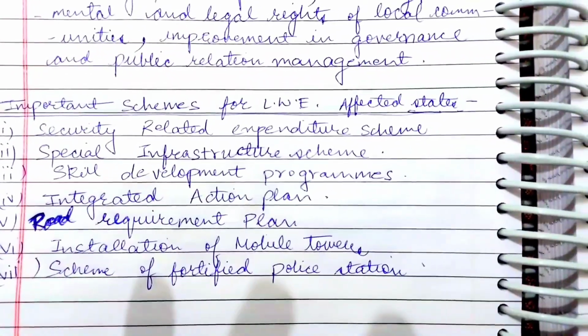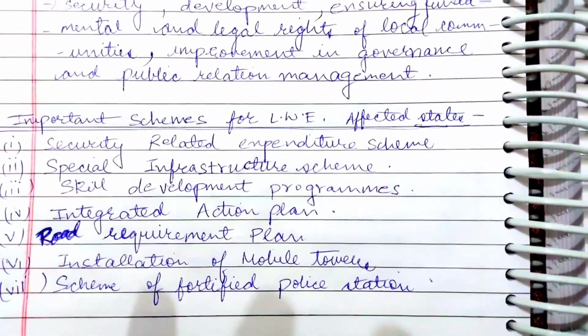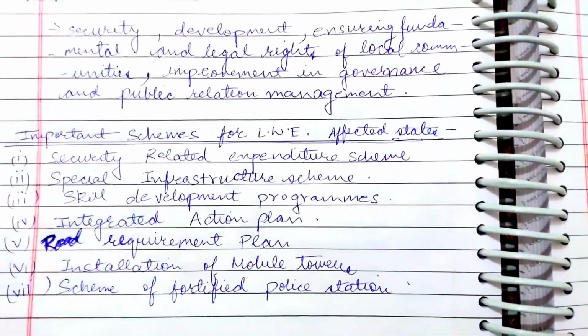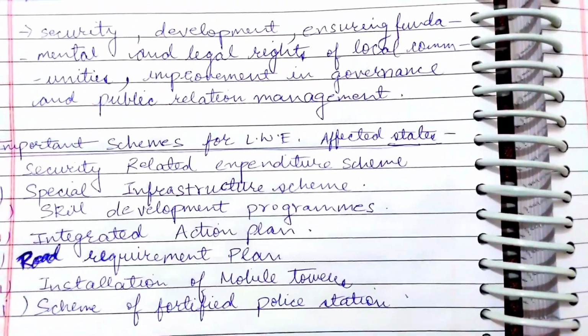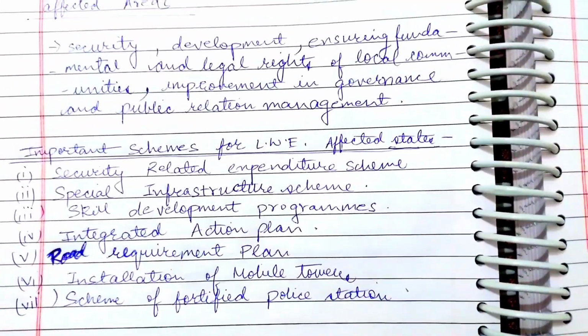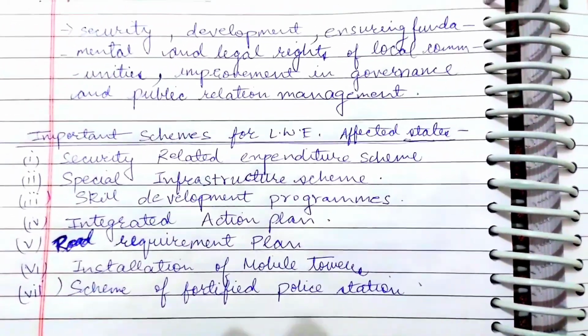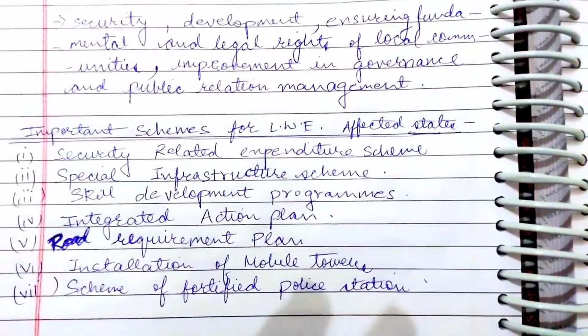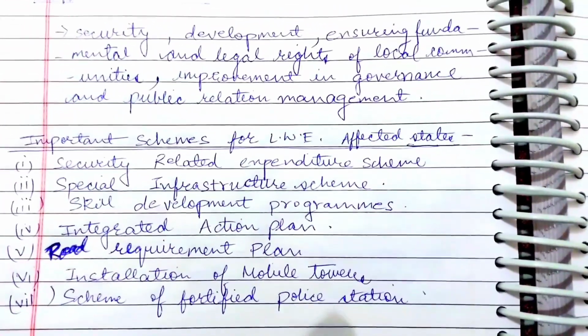Then the scheme of fortified police stations, so that police can do their work. The ministry has sanctioned 400 police stations in 10 left-wing extremist affected areas so that the police can do their work extremely well and they feel protected. So all these are the important schemes.